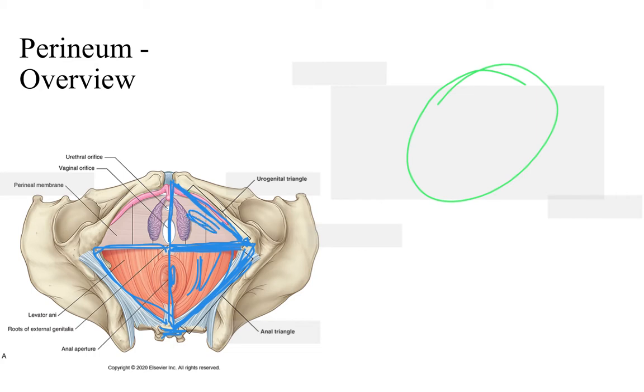And then the superior border, of course, would be the perineal membrane itself. And again, the only difference between the female and the male in terms of these triangles would be in the urogenital triangle, where you would have female reproductive organs versus male reproductive organs here.